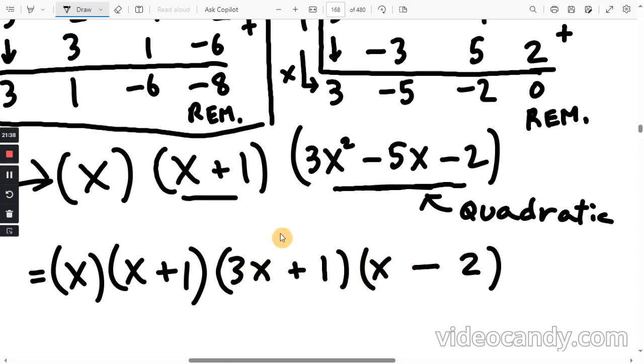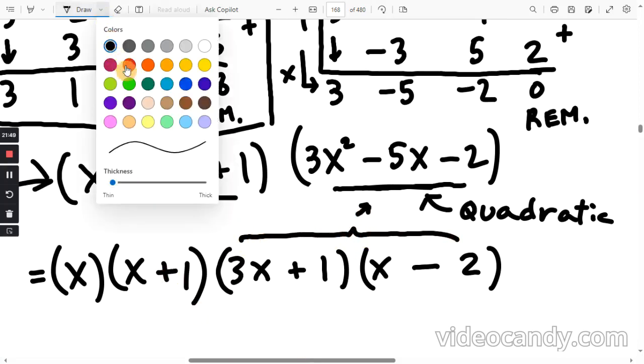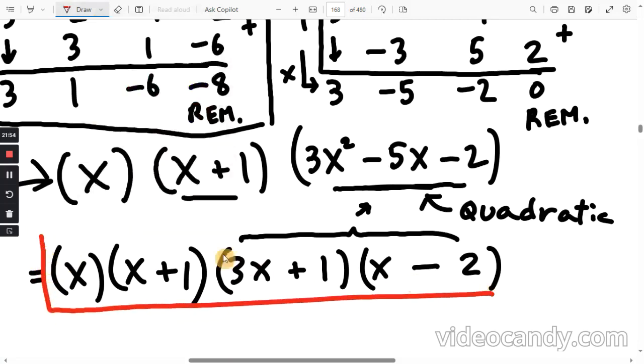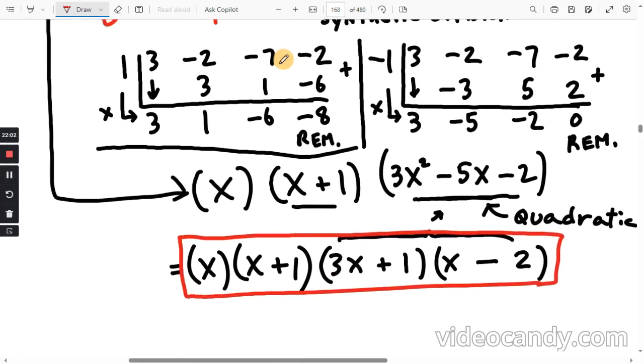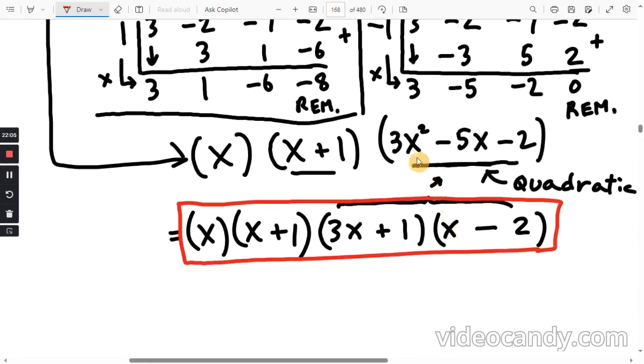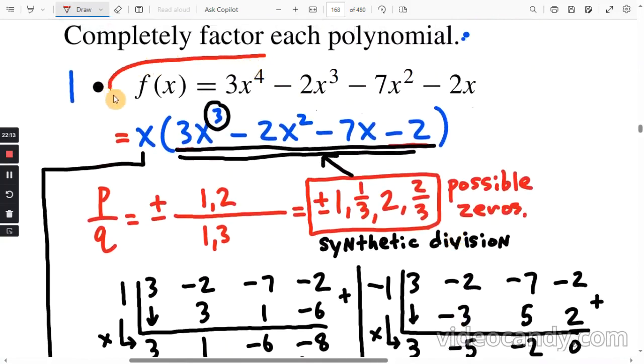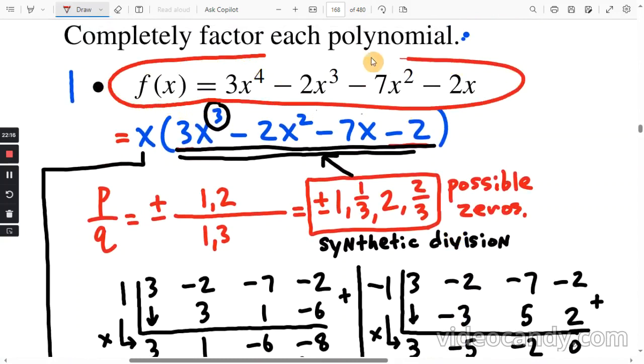So this right here is the quadratic in factored form, and that is your final answer. I am going to redo that last part in case you didn't catch it. This is the original function in factored form. This was the last part we had to break up, so this right here is the equivalent of the original polynomial function.